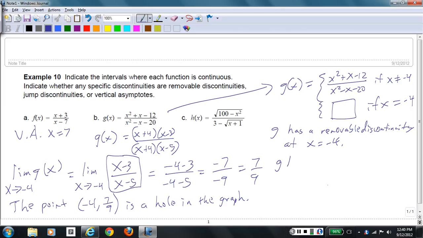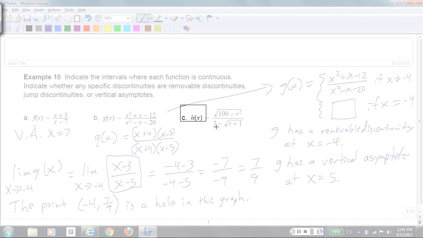So g has a vertical asymptote at x equals 5. The vertical line x equals 5 is a vertical asymptote. So two discontinuities corresponding to the two numbers that fail to be in the domain, and those are the two different behaviors the function exhibits at those numbers. What's going on with C?